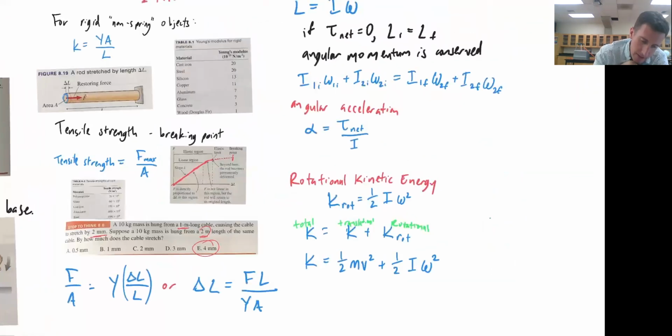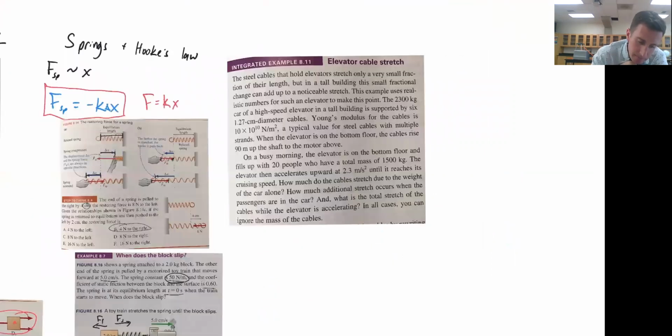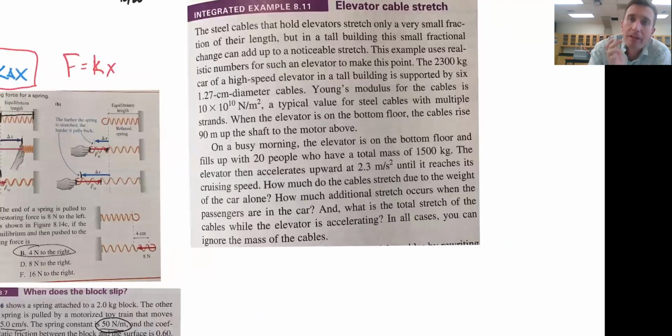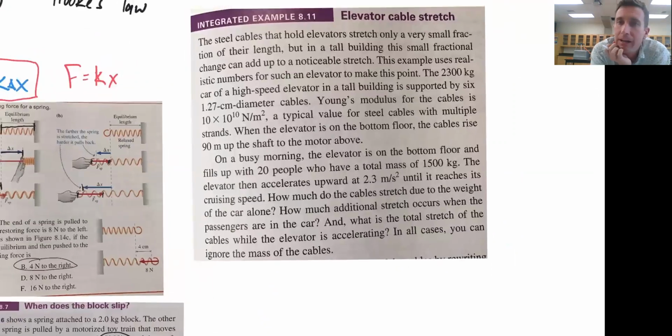All right, last little piece. Elevator cable stretch. Let's do one. The steel cables that hold elevators stretch only a very small fraction of their length. But in a tall building, this small fractional change can be pretty noticeable. This example uses realistic numbers for such an elevator to make this point. The 2,300 kilogram car of a high-speed elevator in a tall building is supported by 6 1.27 centimeter diameter cables. Young's modulus is 10 times 10 to the 10th.